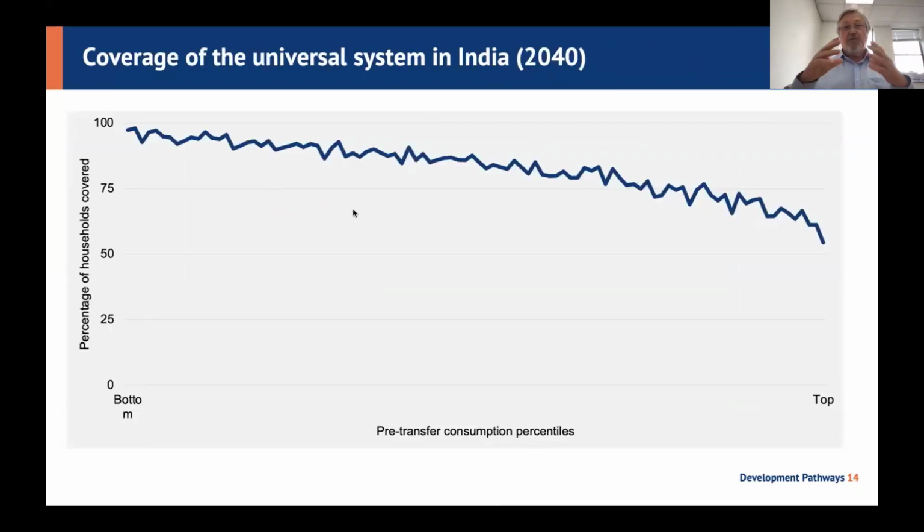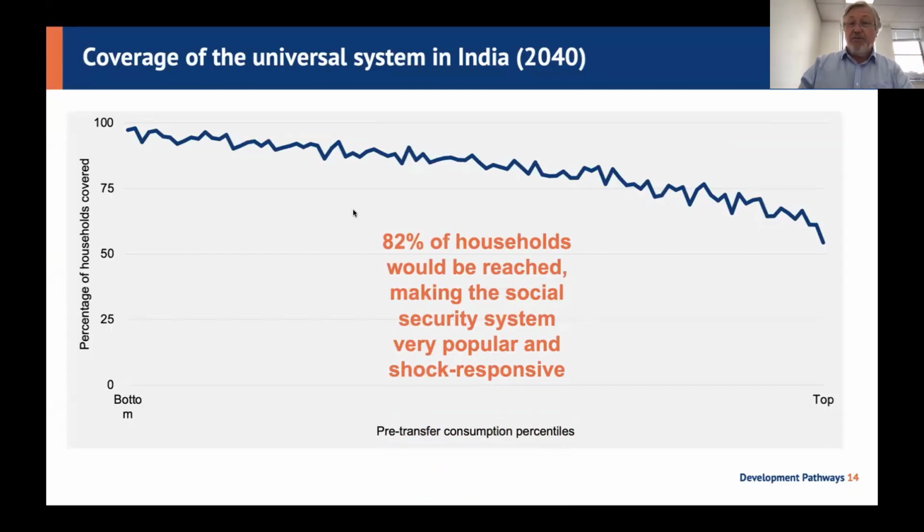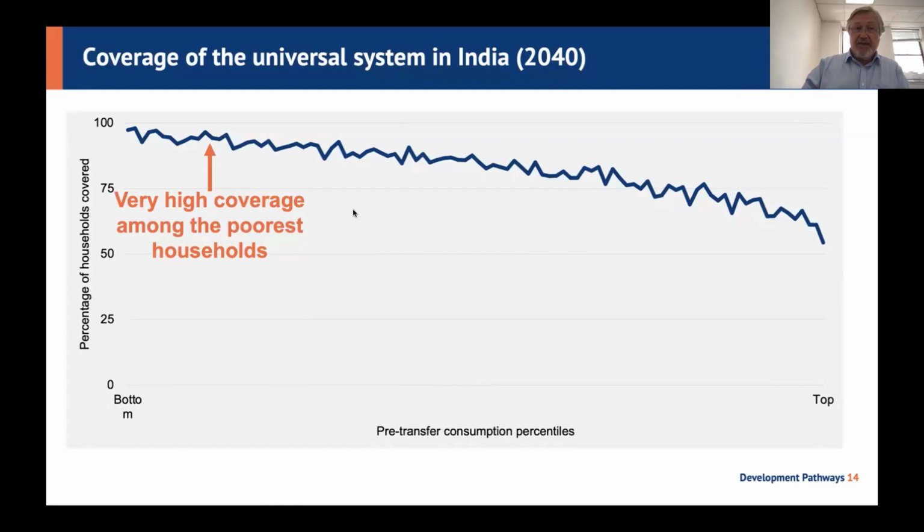Who would this more universal system reach? We look here from the poorest on the left to the richest on the right, and all of those under the blue line are those who are reached in each percentile. We find overall that 82% of households would eventually be reached in 2040 by this more universal system. It would be very popular. It would also be very shock responsive, because under a shock it would be easy to just increase transfer values to 80% of households. And the highest coverage is amongst the poorest households.